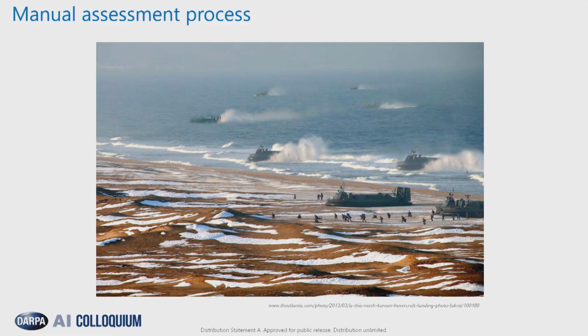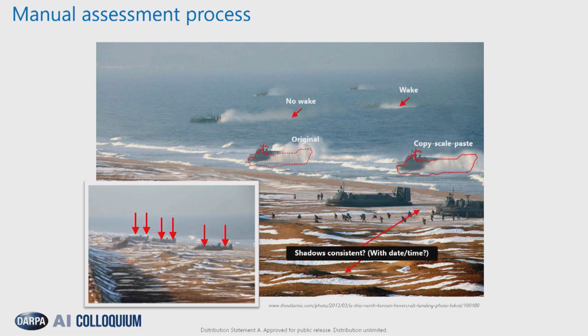Let's think about how you might manually assess an image for manipulation. In this case, it's a propaganda image from a military exercise. Starting at the top of the image, you can see two objects that are effectively identical, two hovercrafts moving through the same physical medium. However, they're having different side effects on the medium. In one case, there's a wake, in another, there is not. That inconsistency may be an indication of manipulation.